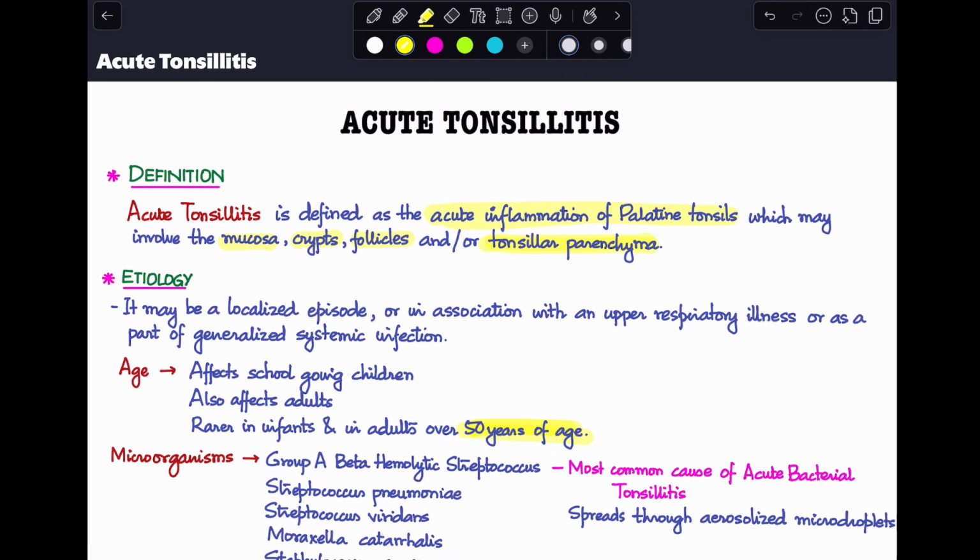Now, the etiology here can either be a localized episode or it can also be in association with an upper respiratory tract illness that the patient is suffering. So, you'll have other parts of the upper respiratory tract involved as well. Or this can even present as just a part of a generalized systemic infection.